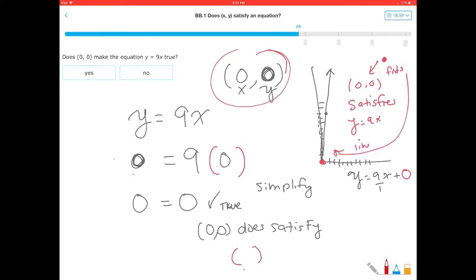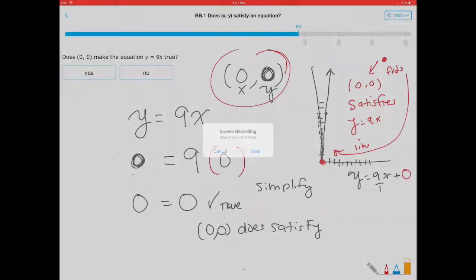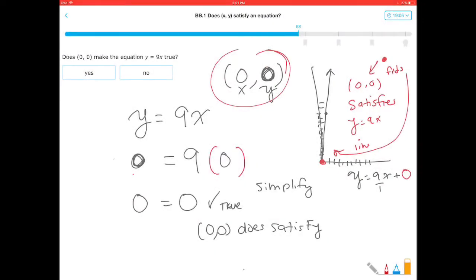And that's all you have to do. Remember your placeholders, so don't forget to put your placeholders for y and x. And you need to go up to Smart Score 70. Smart Score 70.